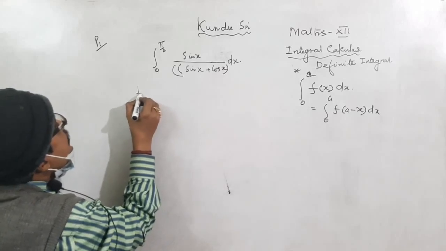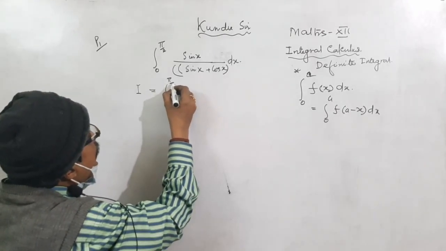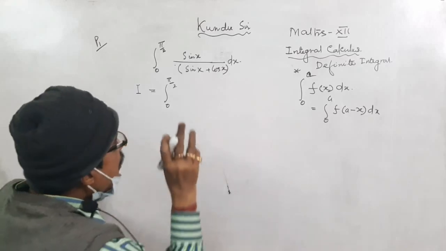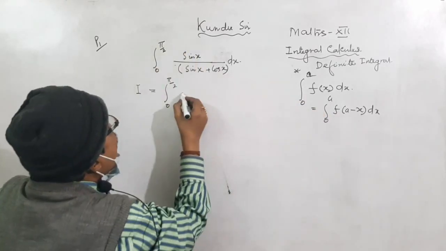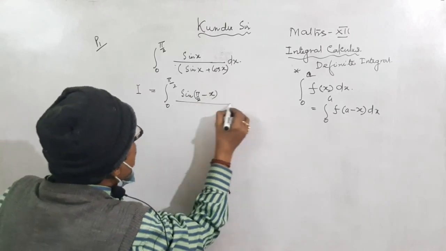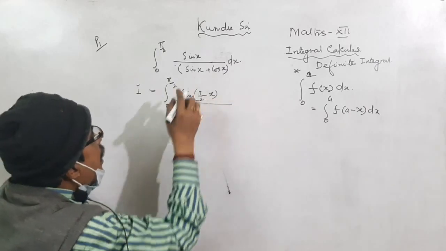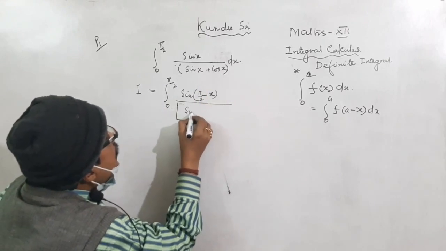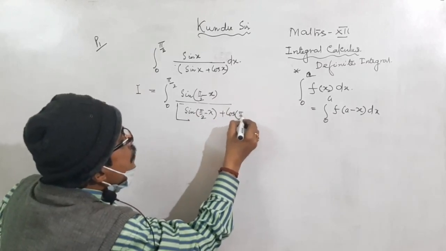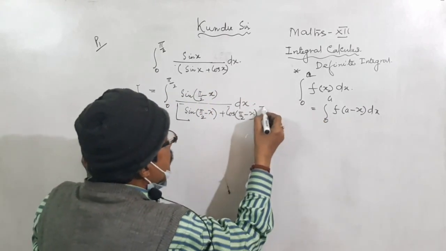So we are considering this as I. What is I? I equals the integral from 0 to pi by 2 of sin(pi by 2 minus x) upon [sin(pi by 2 minus x) plus cos(pi by 2 minus x)] dx. We have taken the help of this one.